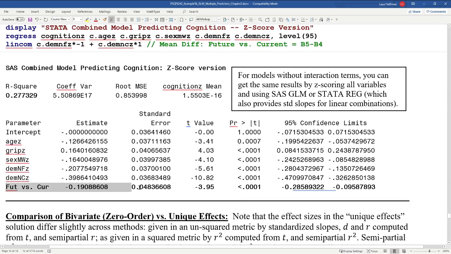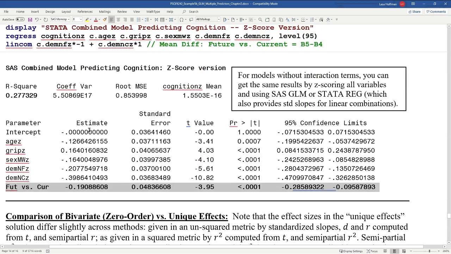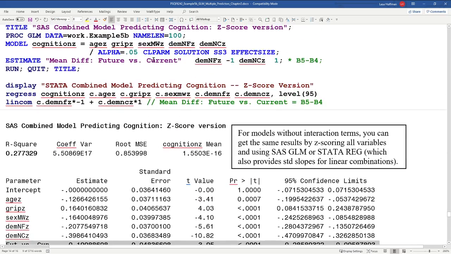So the extra linear combination of the two slopes for dementia group that I would not be able to get, say, out of proc reg directly, I can get if I'm willing to standardize the variables ahead of time.